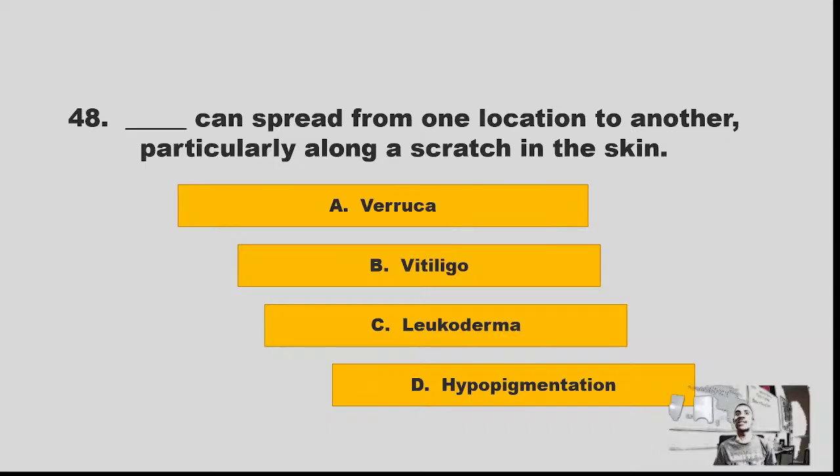Up next, blank can spread from one location to another, particularly along a scratch in the skin. Would you say that the answer is verruca? Vitiligo? Leukoderma, or hypopigmentation? Four good choices. Would you say that it is A, B, C, or D? The correct answer is A, verruca.